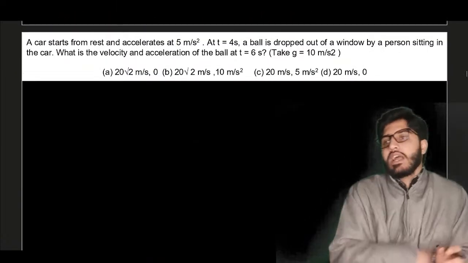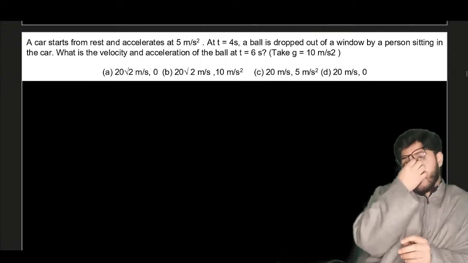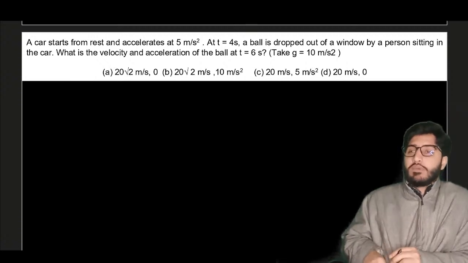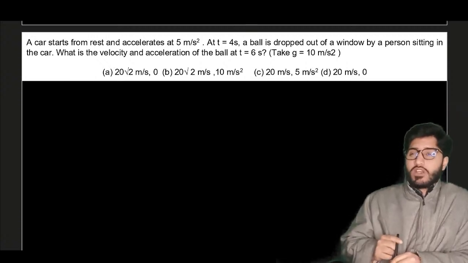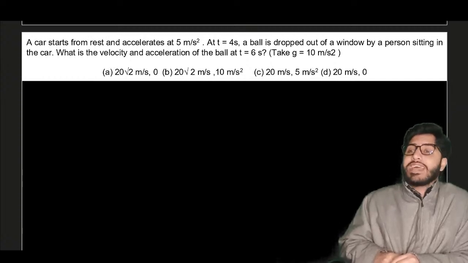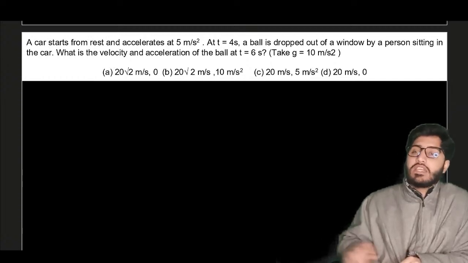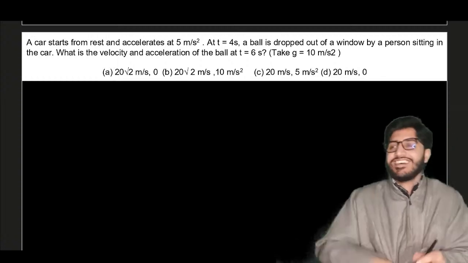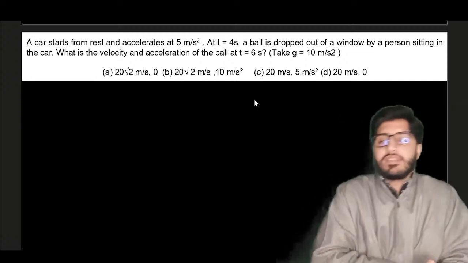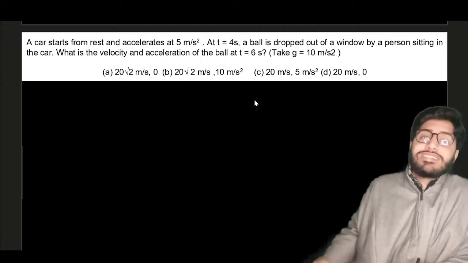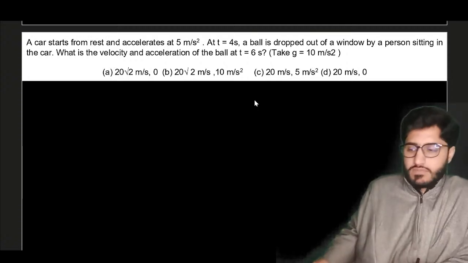Next numerical, a car started from rest. If the car started from rest, you can put u equals 0 and it accelerates at 5 meters per second square. At t equals 4, a ball is dropped out of a window by a person sitting in the car. What is the velocity and acceleration of the ball at t equals 6? So look now, when the ball is being dropped from the car, it will have the same velocity as that of the car at that particular moment, right?